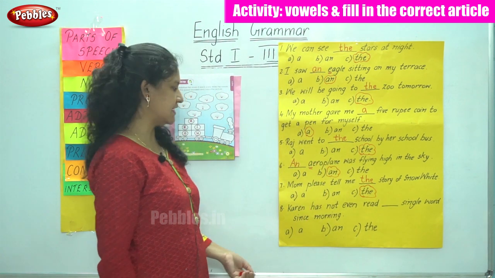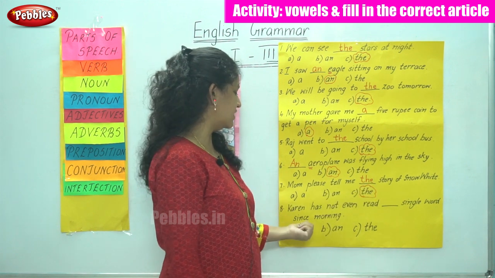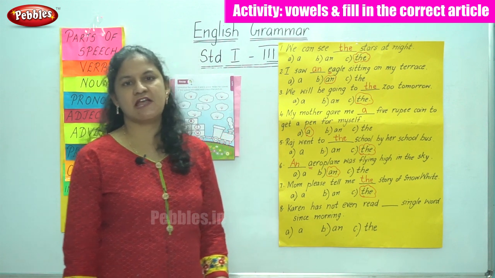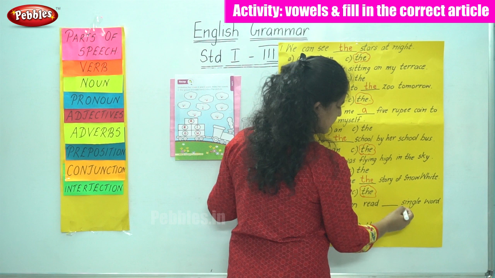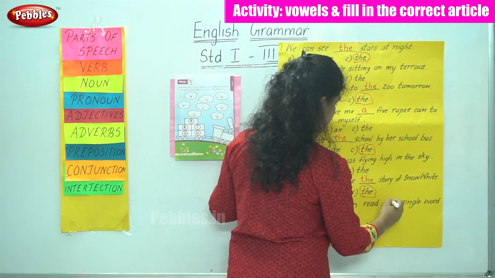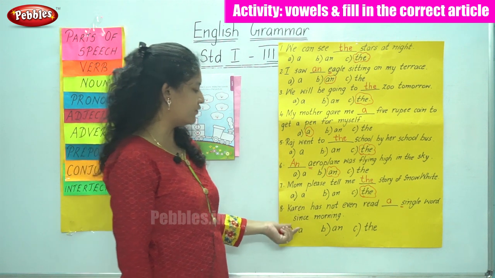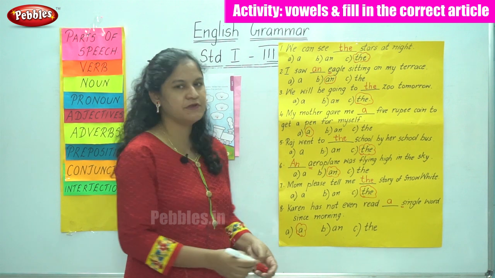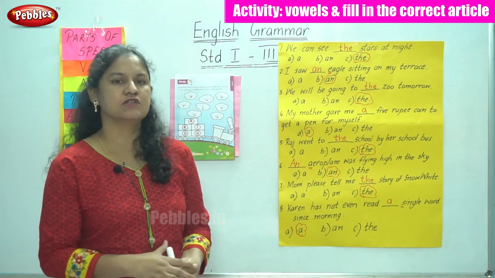The next sentence is Karen has not even read dash single word since morning. So the word single begins with the alphabet S, which is a consonant. So then I write the article a. So Karen has not even read a single word since morning. So I use the article a because the word single begins with the alphabet S, which is a consonant.